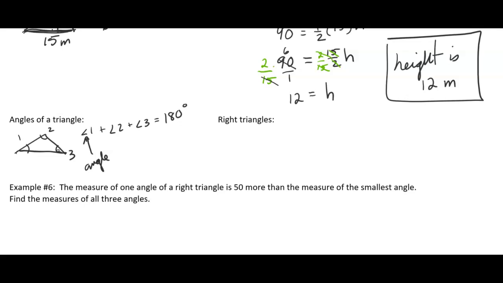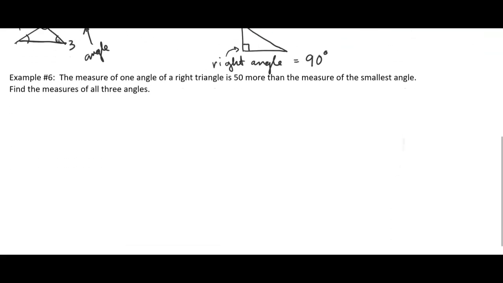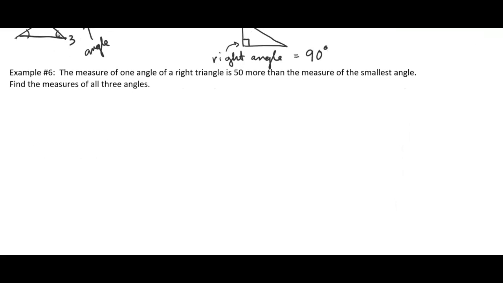All right, right triangles. A right triangle is a special triangle. It has one angle that's 90 degrees. And we usually put a little box to indicate that that's the right angle. The right triangle has a right angle in it. It's one of the three angles. And a right angle is equal to 90 degrees. Okay, so that's a little bit of information about triangles. So example 6. The measure of one angle in a right triangle is 50 more than the measure of the smallest angle. Find the measures of all three angles.